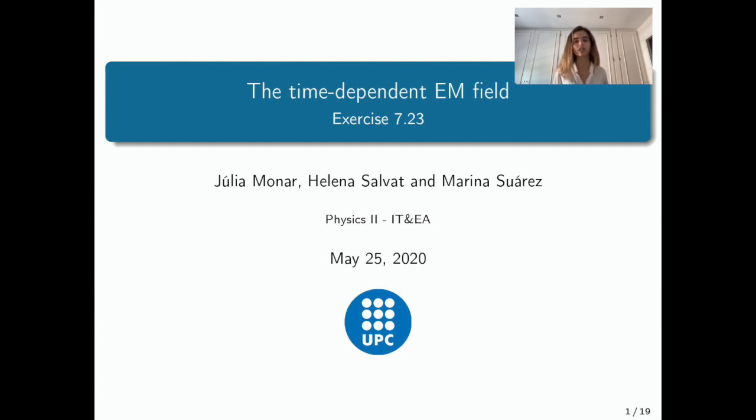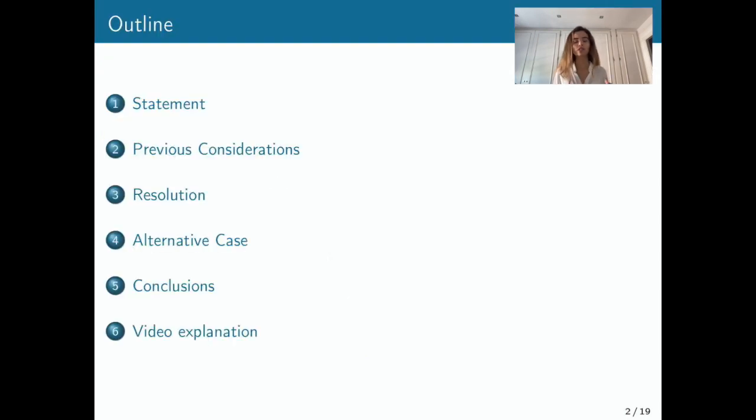Exercise 7.103 from chapter 7, the time-dependent electromagnetic field. First of all, we're going to take a look at each statement. And then, we're going to comment some previous considerations on how to approach this problem. Secondly, we're going to proceed to the resolution of this exercise. And finally, we're going to talk about an alternative case which could also be presented to us. Last but not least, we're going to comment on the conclusions we extracted from solving this exercise.